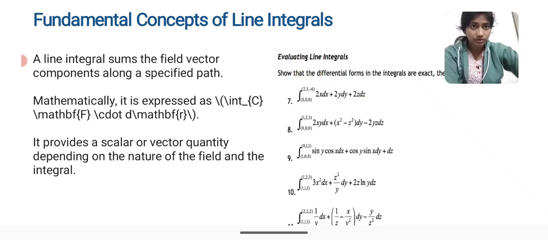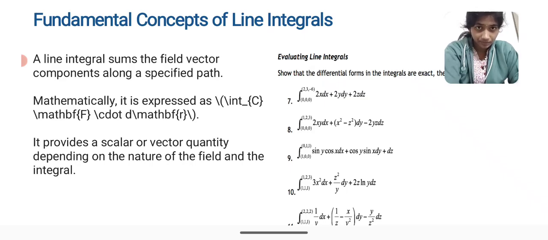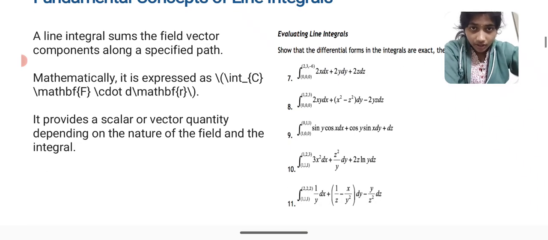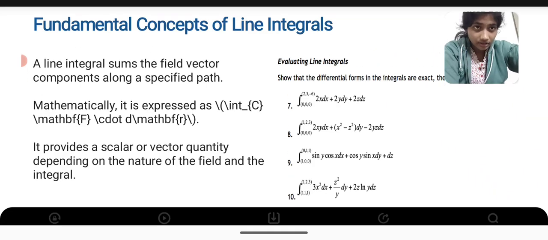Fundamental concepts of line integrals. A line integral sums the field vector's components along a specific path. Mathematically, it is expressed as an integration over the curve C. It provides a scalar or vector quantity depending on the nature of the field and the integrand.